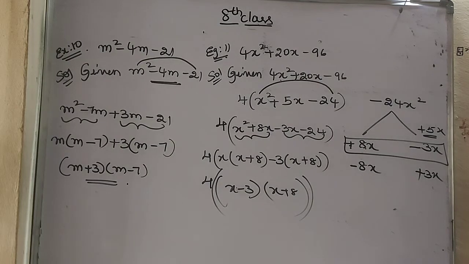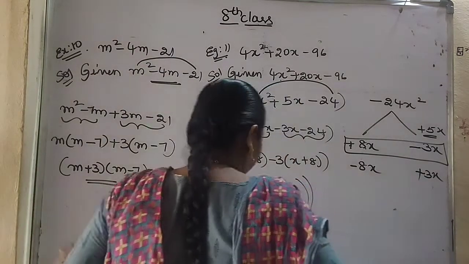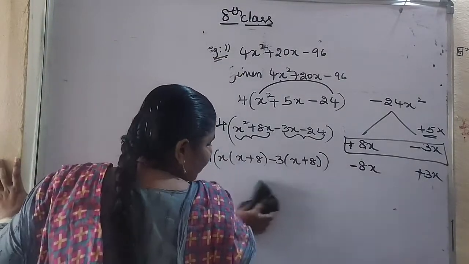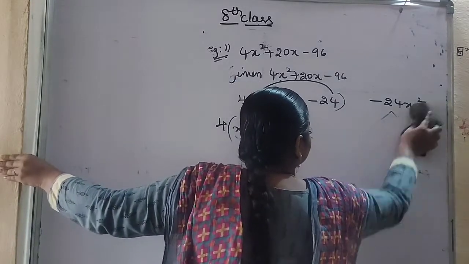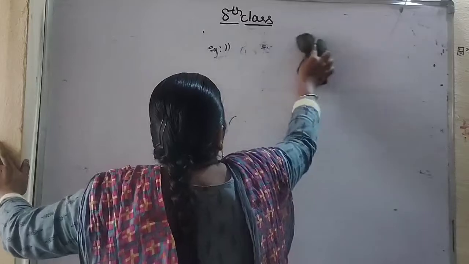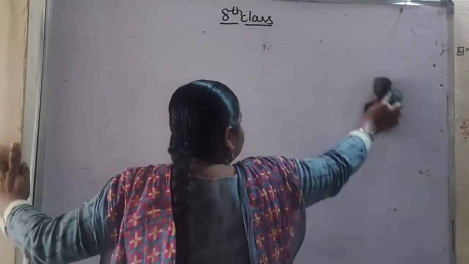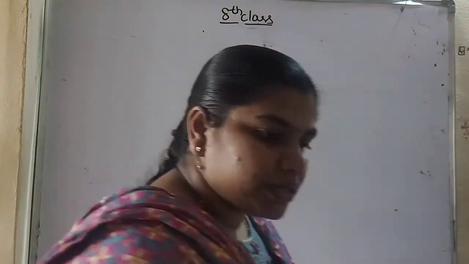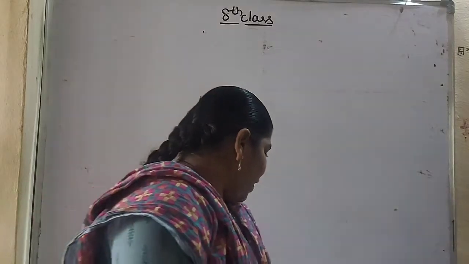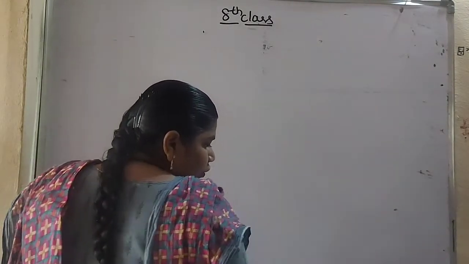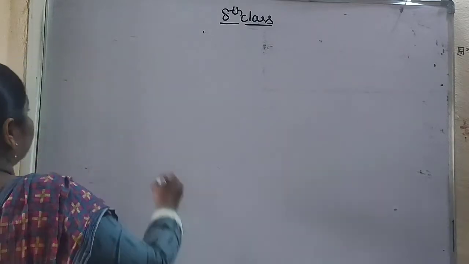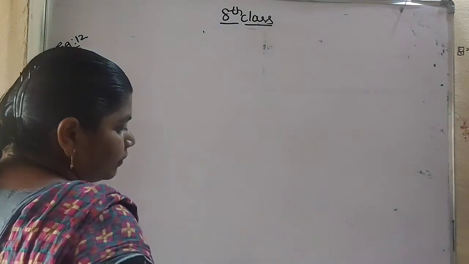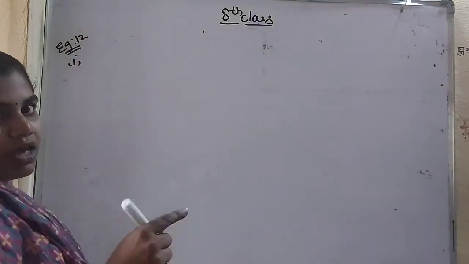Next is example number 12. Do the following division. So we have to do division here, and we have to factor this.